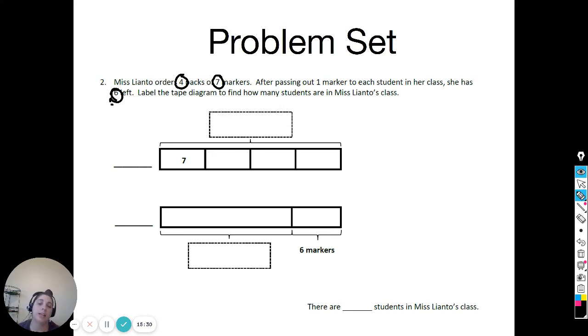Okay, so let's look at that top tape diagram first. Miss Leonto orders 4 packs of 7 markers. Okay, so we can see that each of these 4 packs is going to have 7 markers. There's 4 groups there, 7 in each group. So first we have to figure out what is 4 groups of 7.